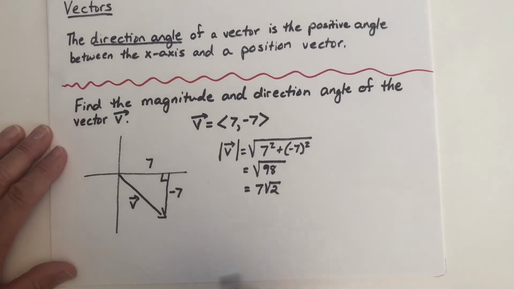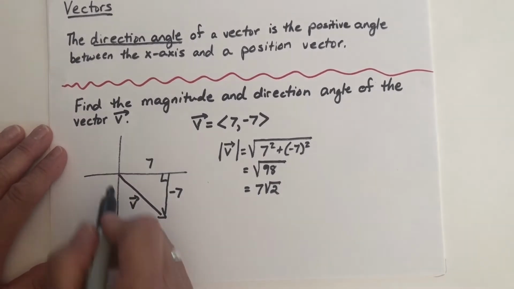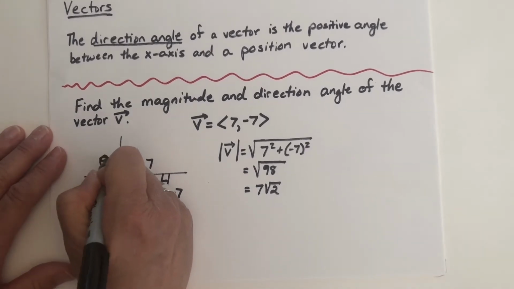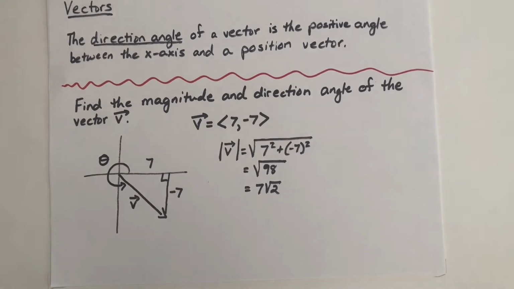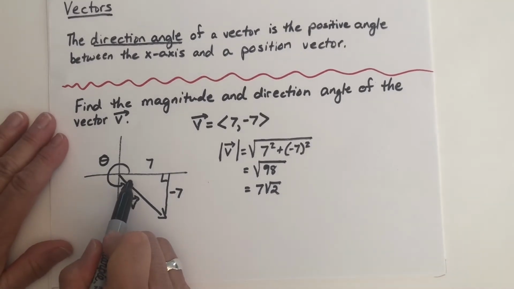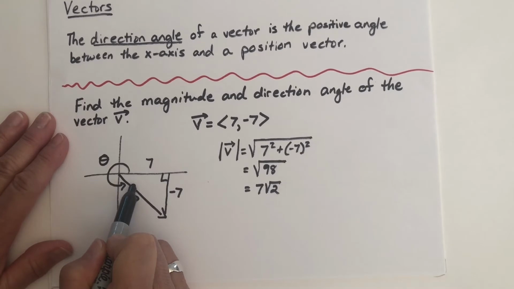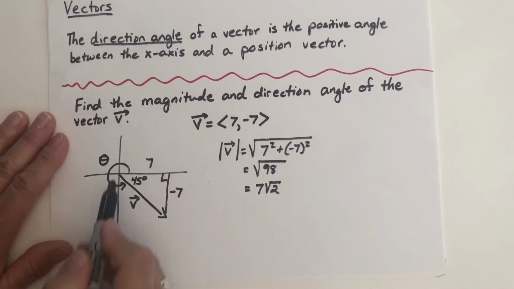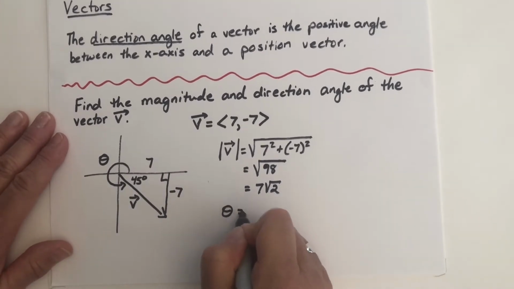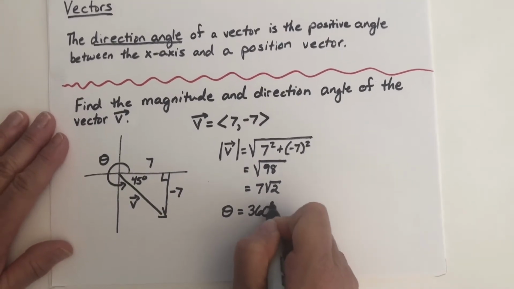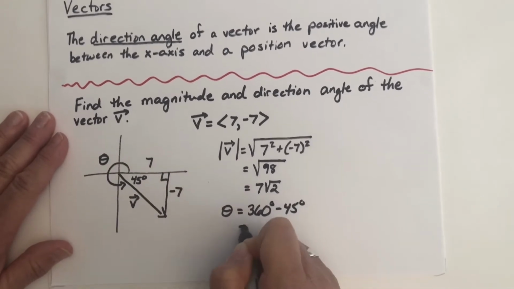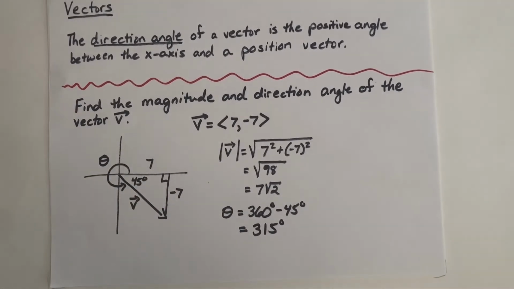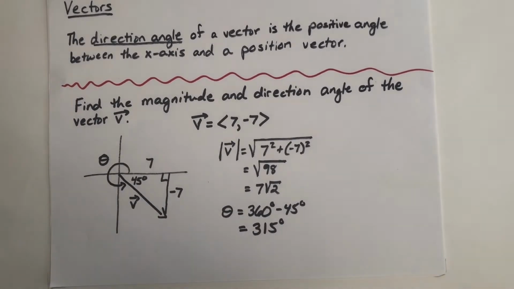Similarly, for the angle, and we're trying to find this angle right here, I don't even need to set up an equation with a tangent like I could, because we recognize this as a 45-degree angle. So if this angle right here is 45 degrees, we know that theta is equal to 360 degrees minus that 45 degrees. So our direction angle for this particular problem is 315 degrees. And the problem is done.